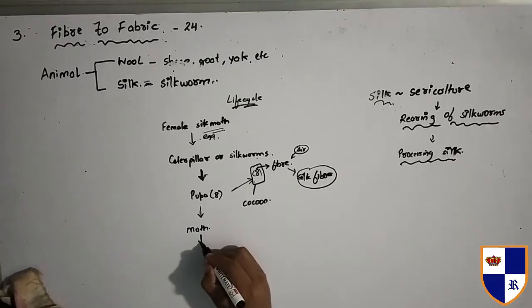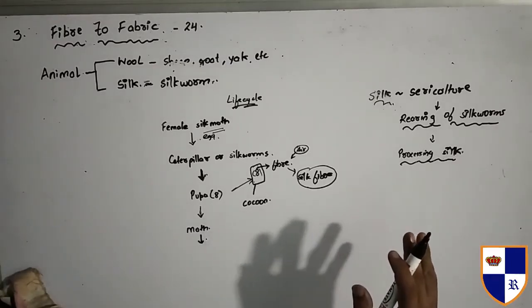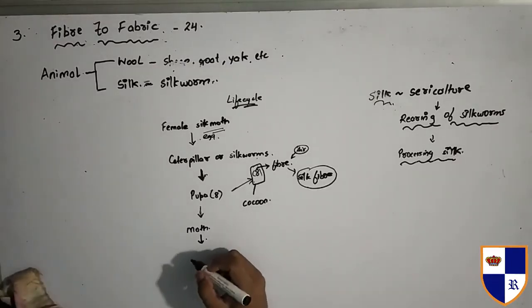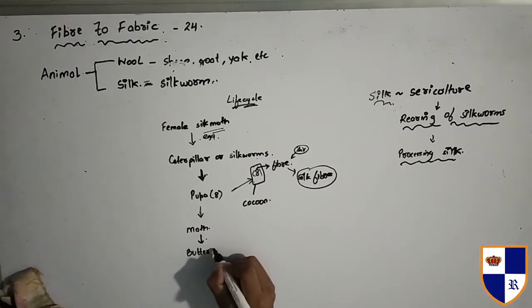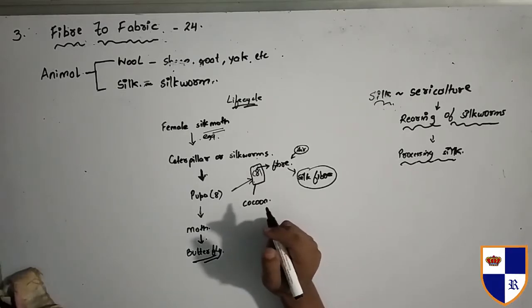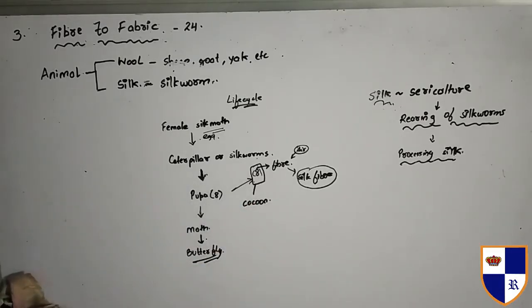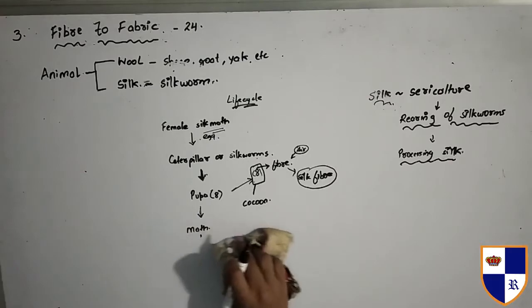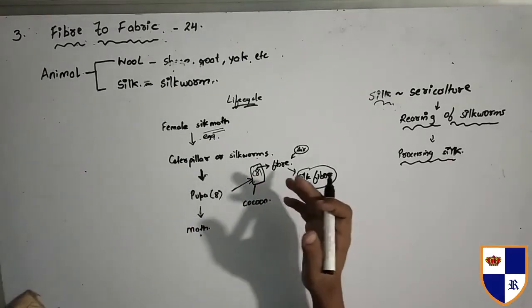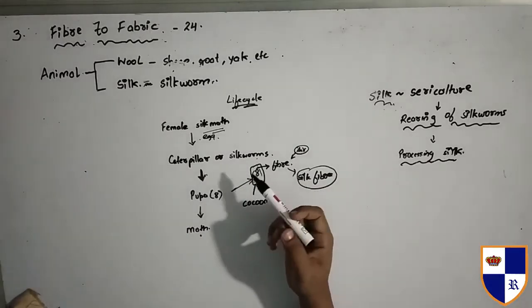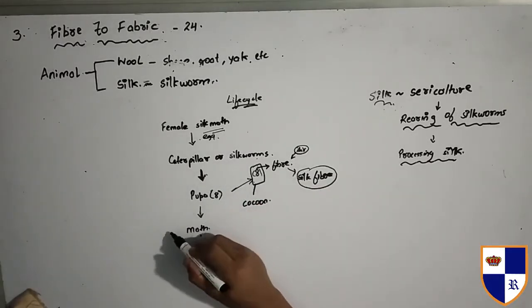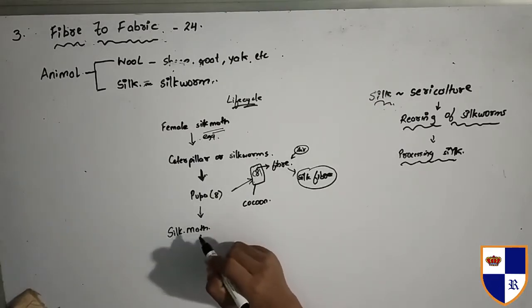After some time the moth will develop wings and become a butterfly-like adult. What we want is to know from where we obtain the silk, and that is from the silk moth.